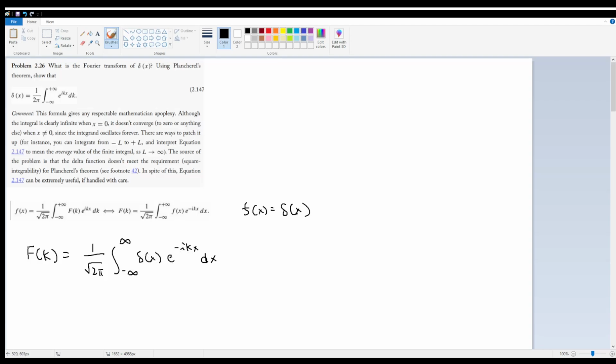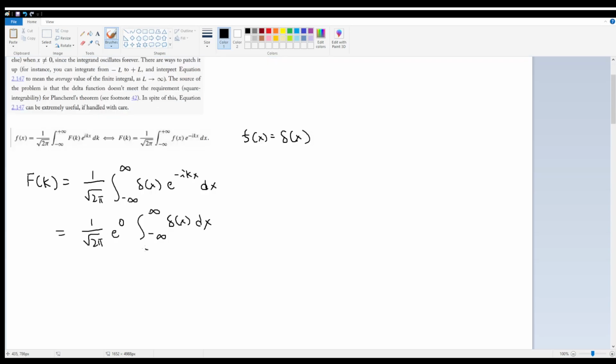Immediately, Dirac deltas pull out functions at specific values. In this case, it's going to pull out e to the negative ikx at x equals 0. So this is going to be 1 over square root of 2 pi e to the 0 times the integral from negative infinity to positive infinity of the Dirac delta of x dx. This, by definition, is just equal to 1, and this is also equal to 1. So the Fourier transform of the Dirac delta is just equal to 1 over square root of 2 pi.